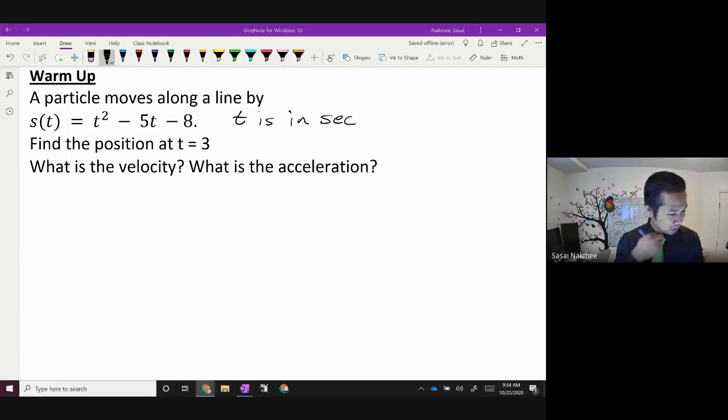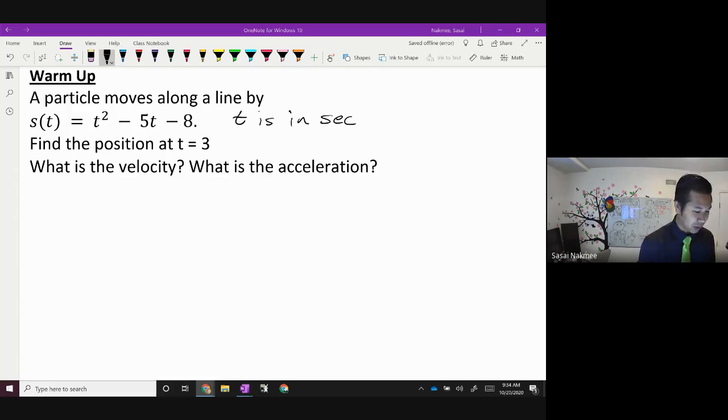All right, so for this warm-up, we have a function that tells us the position of a particle as it moves along a line. Now, we know this function itself is a parabola, but it's not moving along the parabola. I know that's hard to think, but all it's doing is just going straight, or going backwards. It's moving in one direction, and it's given by this function right here.